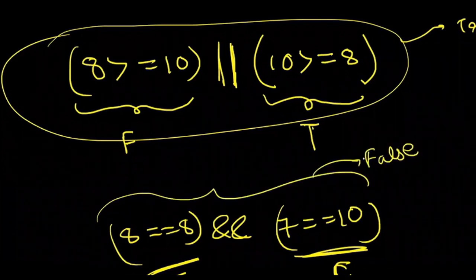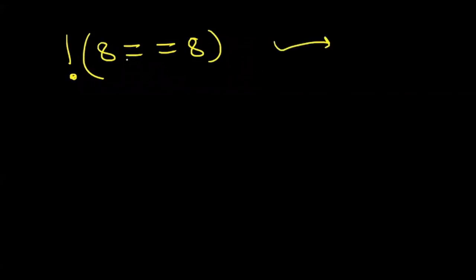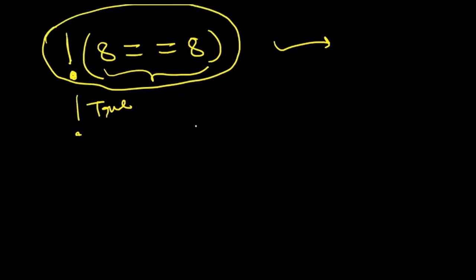Okay. And for people who are asking about logical NOT, how do you use a logical NOT? Let's say I give you something like this, 8 equal to 8, and then I write a NOT. So what is the output of this entire expression? See, 8 equal to 8, this is true. This expression evaluates to true. And then you have a NOT operator. So NOT of true will become false. So the final output of this entire expression is false.